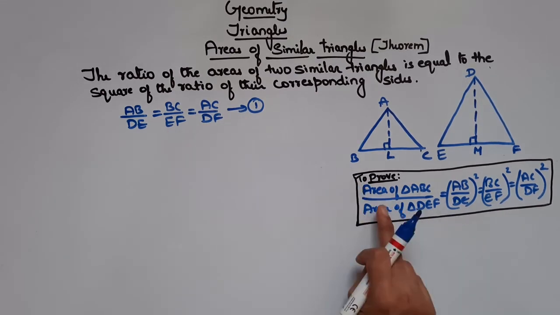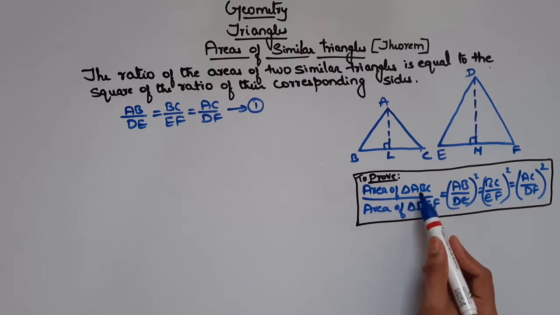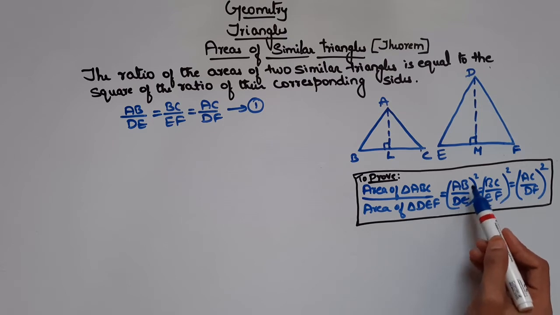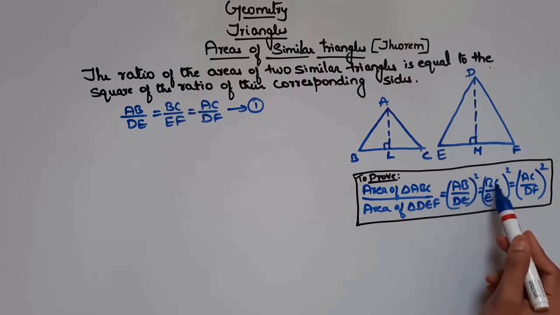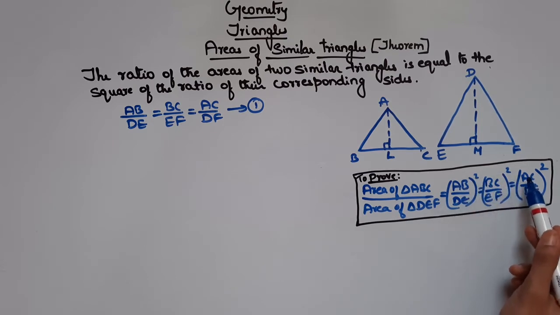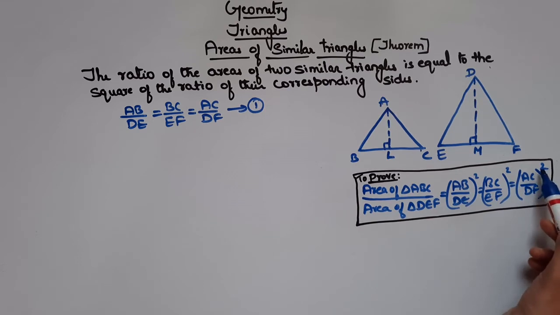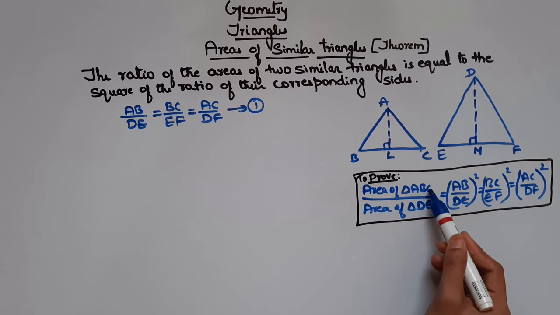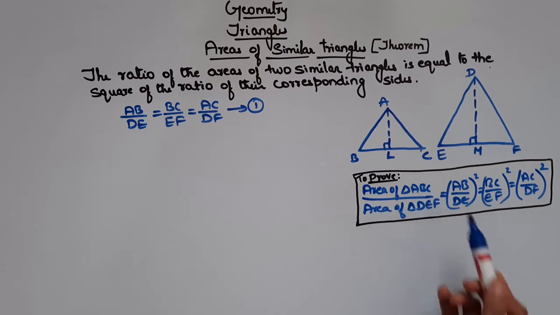Okay. So what we have to prove? We have to prove area of triangle ABC by area of triangle DEF is equal to AB by DE the whole square equal to BC by EF the whole square, which is equal to AC by DF the whole square, right? So first let's see what is area of triangle ABC and area of triangle DEF.